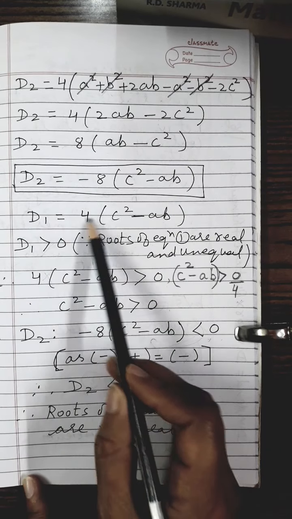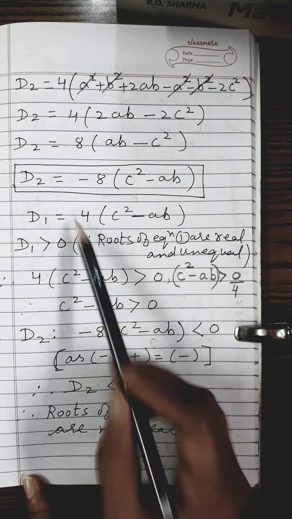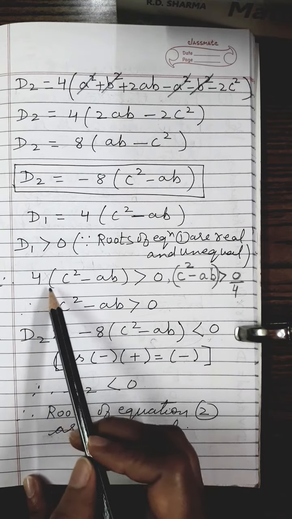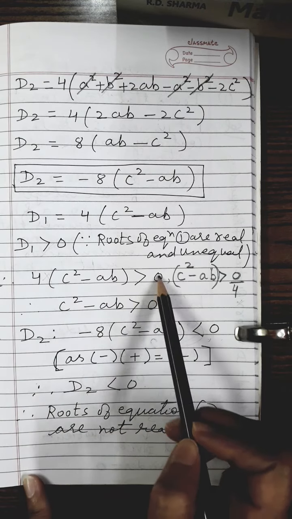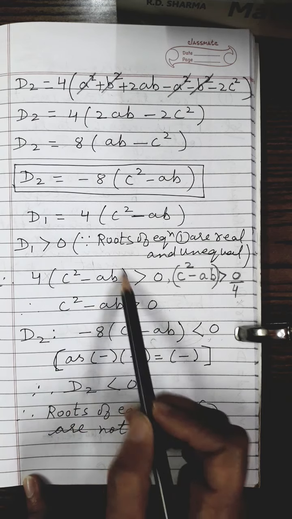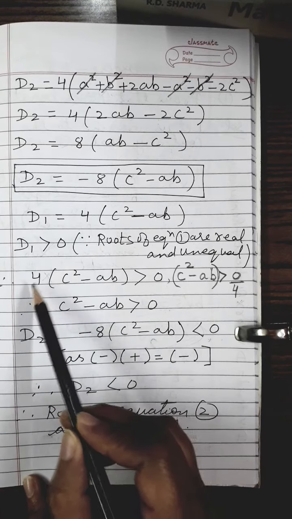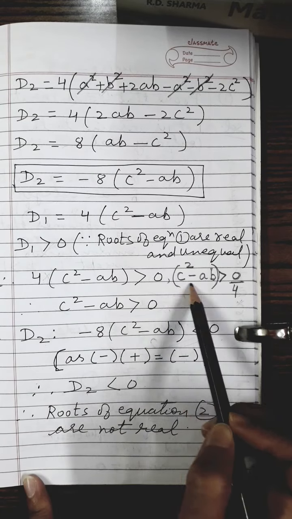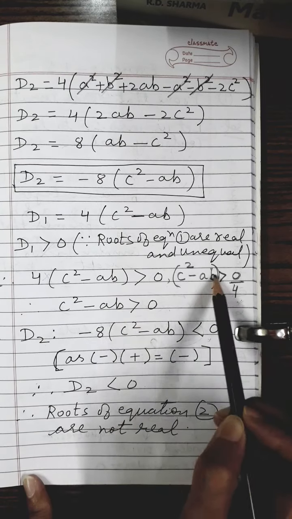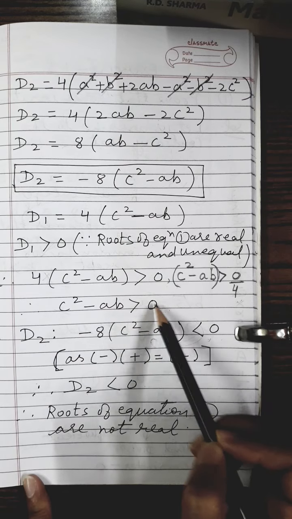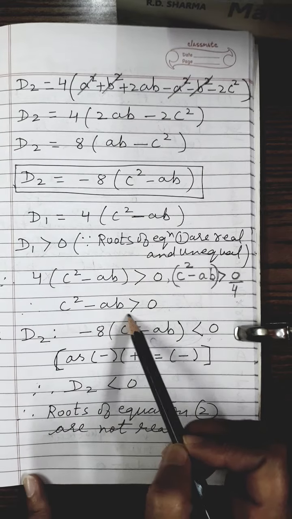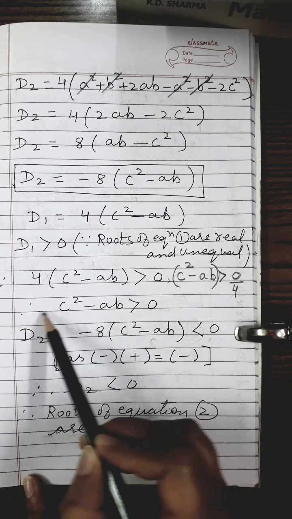So in a way, what is the discriminant of equation number 1? This right side. So if d1 is greater than 0, means the right side is greater than 0. So next step I write 4 bracket c square minus ab greater than 0, right? Now next step what I will do, this 4 is getting multiplied on the left side of this inequality sign. If I bring 4 on the right side, it will get divided. So next step I will write c square minus ab greater than 0 upon 4, which equals 0. So this is what I have obtained from d1 greater than 0, that c square minus ab is greater than 0, right? So this I have made use of d1.